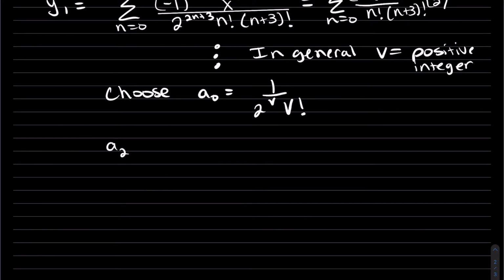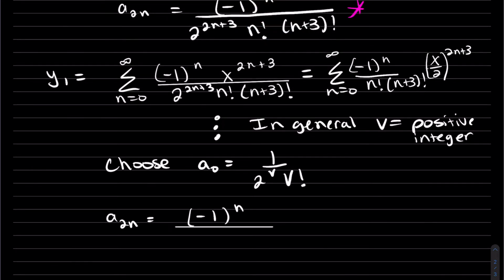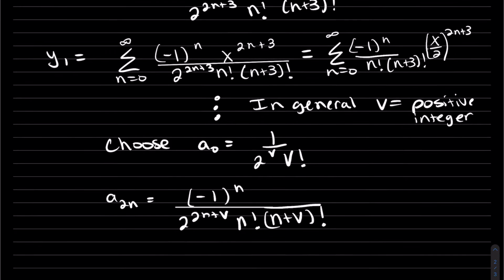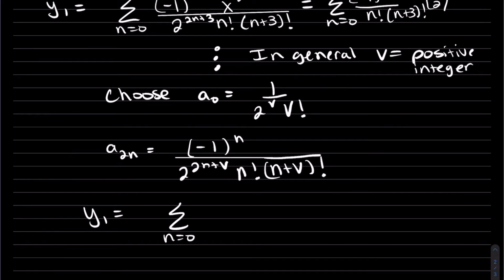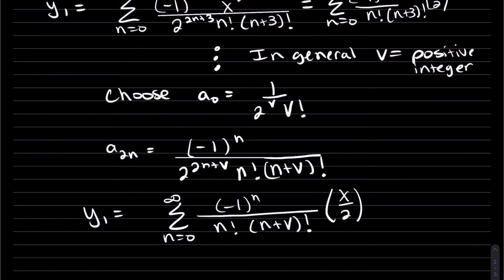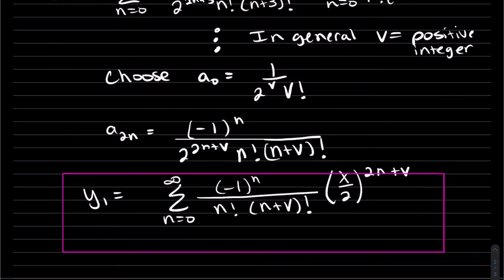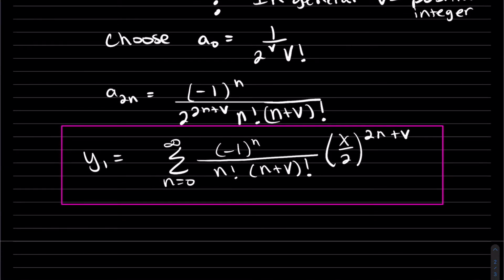And so our a to the 2n will be 2 to the 2n plus v. Again, that's from Frobenius, the plus v was added from the outside of the series. Then n factorial, and then n plus v factorial. And then our solution is minus 1 to the n. So this is our actual solution.